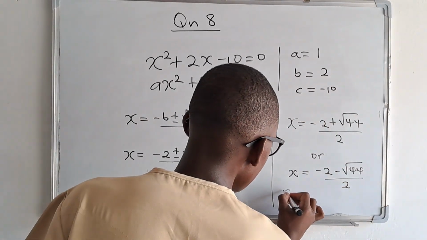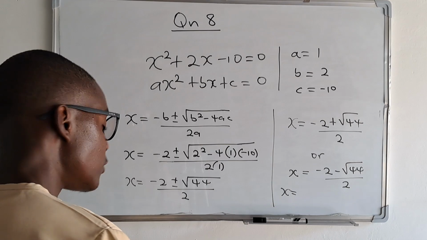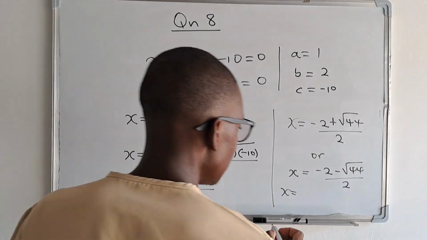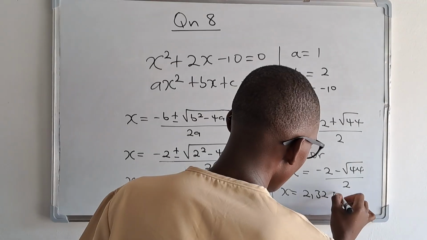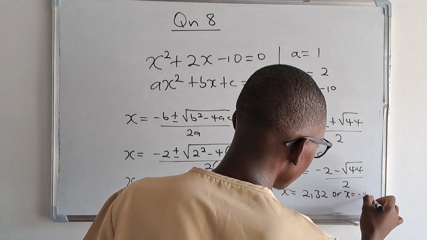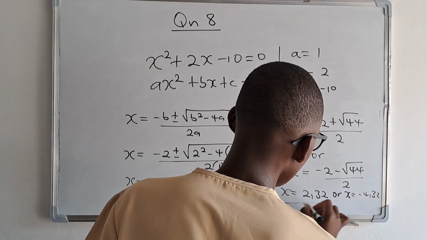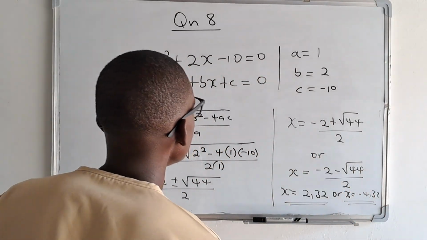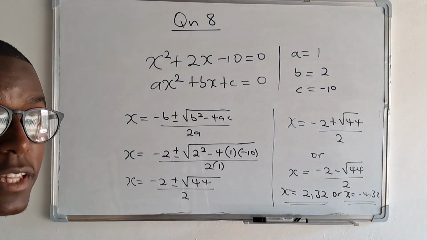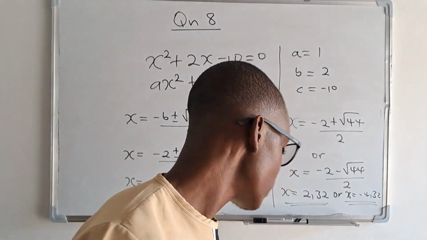Then our final answers, you're asked to put your answers to two decimal places. It will be x is equal to 2.32, or x is equal to negative 4.32. Then you double underline. You punch on your calculator as it is, and you will be awarded 4 marks. I hope it was clear.